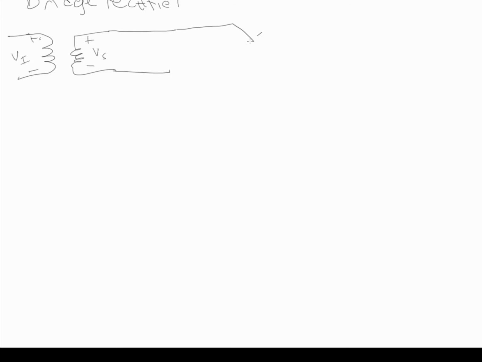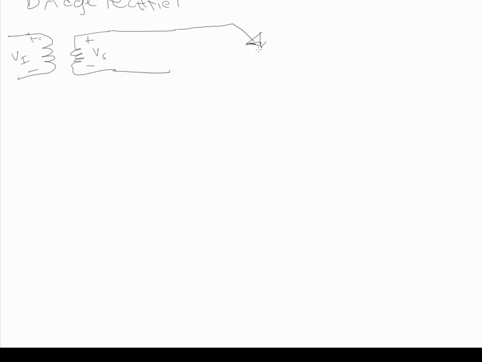transformer. The other way that they present is using a bridge rectifier. Here I'll draw the transformer again, and this time they're not using the center tap transformer, so this is Vs. But now I'm going to draw this out a little bit bigger. We have the bridge.